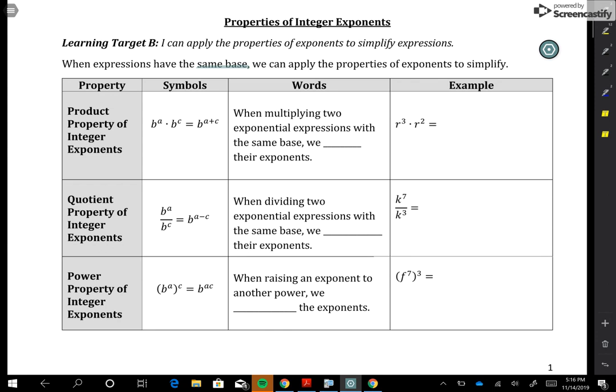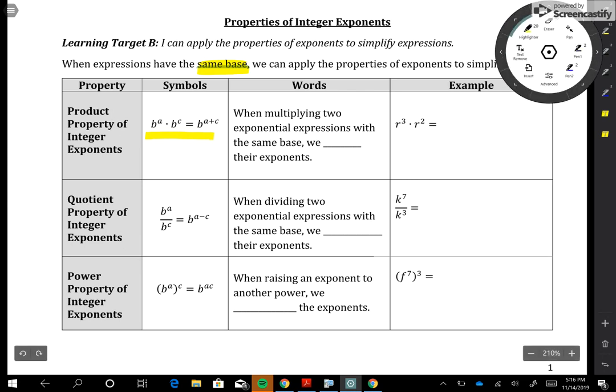So what we're talking about is when expressions have the same base. If you look at all of these expressions right here, they all have a base of b. So in all these that we're talking about, that could stand for a variable or a number, but it just needs to be the same thing for these properties to hold true.